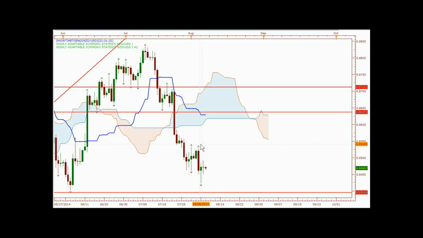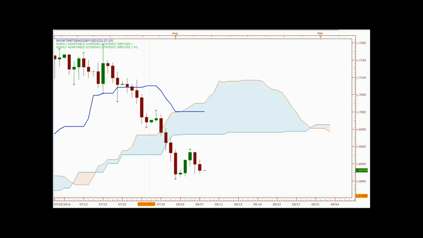So again, this pair is doing nothing really. We're waiting on this pair too, so let's wait and see what happens with this, and we'll move on to the Euro Aussie. All right, actually, we're going to look at the pound dollar. We're not looking at the Euro Aussie. We're going to look at this pound dollar, and this pound dollar looks much like the New Zealand dollar.